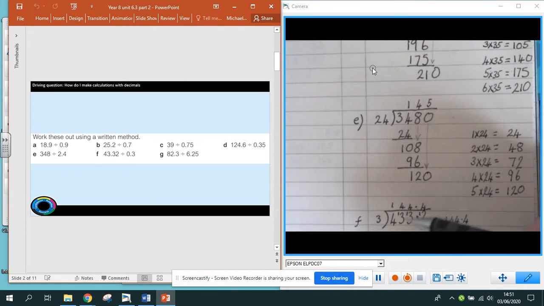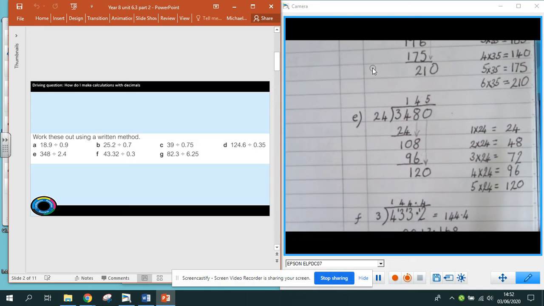And I'll work my way across. How many 3's in 4, there's 1, remainder 1. How many 3's in 13, there's 4, remainder 1. How many 3's in 13 again, there's 4, remainder 1. I just brought the 1 across, I ignored the decimal point. It was written down, so I didn't have to worry about it. How many 3's in 12, there's 4, there's no remainder, so my answer is 144.4.